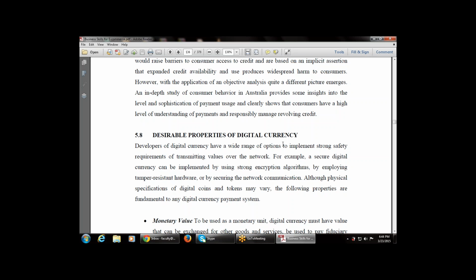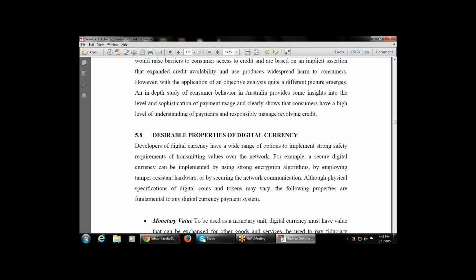So if I say that there is a secure digital currency, that can only be implemented by using the encryption method. Encryption means changing the form into a different form, and the original form is known as plain text, and the changed form is known as cipher text. So one is plain text, one is cipher text. So whenever I say secure digital currency, that can only be implemented by using strong encryption algorithms.